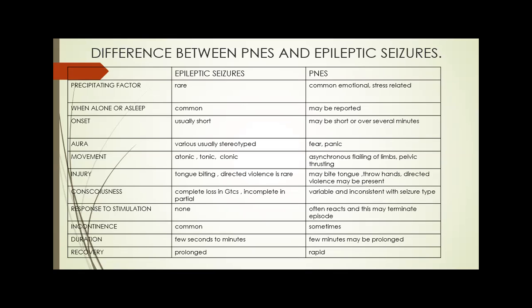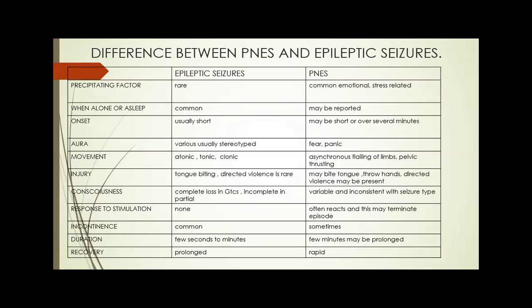Various stereotypical auras are seen in epileptic seizures, but in PNES, fear and panic are most common. Regarding movements, in epileptic seizures, movements like atonic, tonic, clonic, or myoclonic jerks are seen. In PNES, asynchronous flailing of the limbs, pelvic thrusting, and side-to-side bobbing of the head are seen.